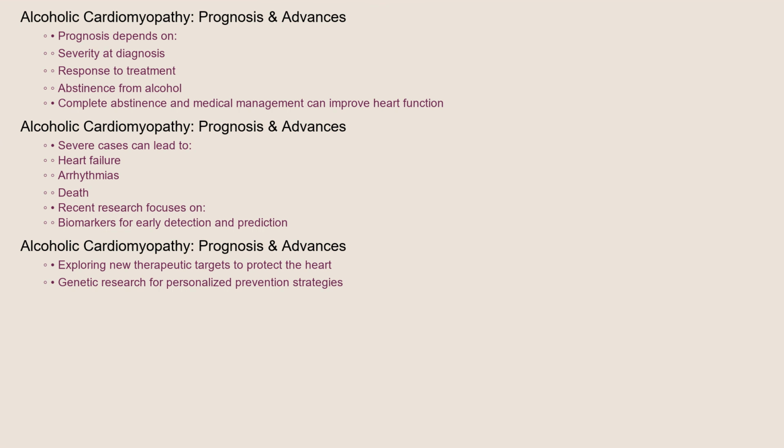Recent research is focusing on identifying biomarkers that can help detect the disease earlier and predict its progression. Studies are also exploring new therapeutic targets to protect the heart from alcohol-induced damage. Genetic research may eventually help to identify individuals who are more susceptible to developing alcoholic cardiomyopathy, leading to more personalized prevention strategies. The field is continuously evolving, with the ultimate goal of improving outcomes for those affected by this debilitating condition.